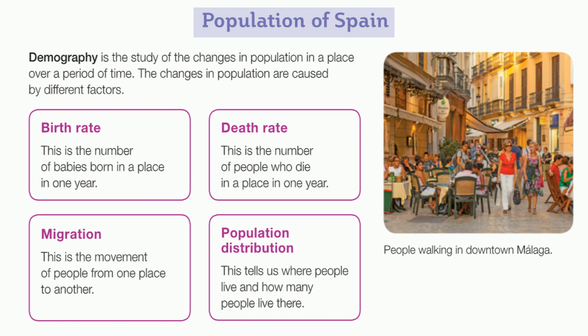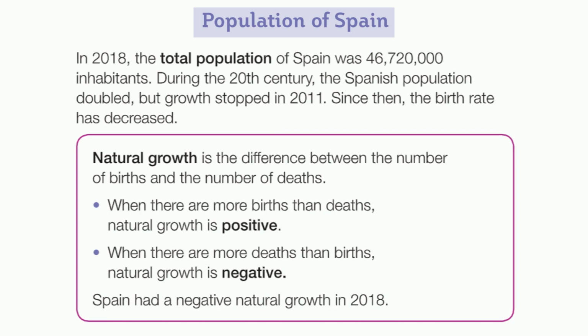In 2018, the total population of Spain was 46,720,000 inhabitants. During the 20th century, the Spanish population doubled, but growth stopped in 2011. Since then, the birth rate has decreased.